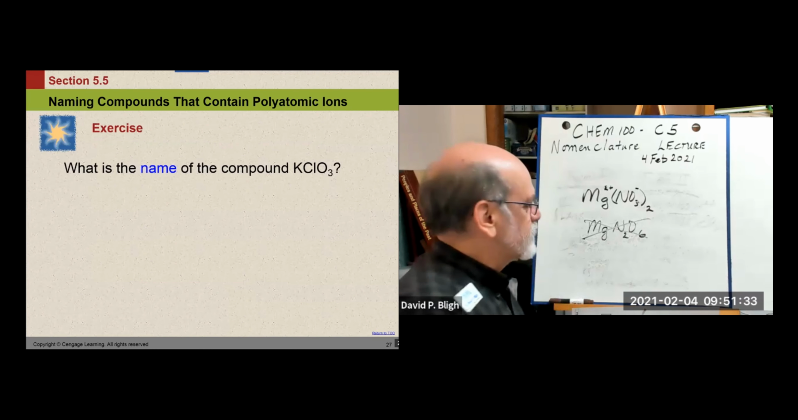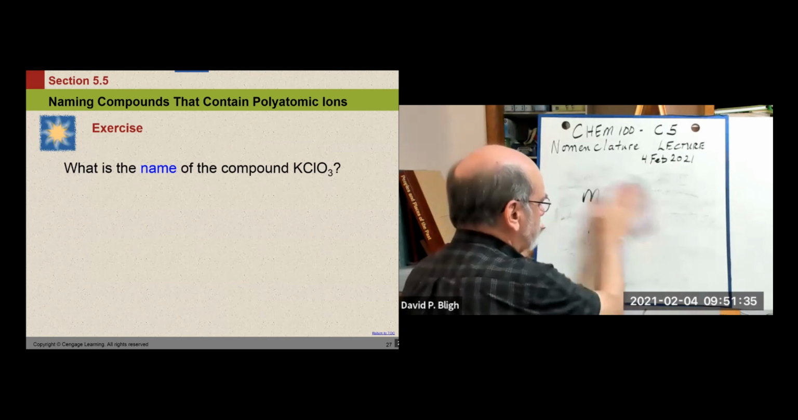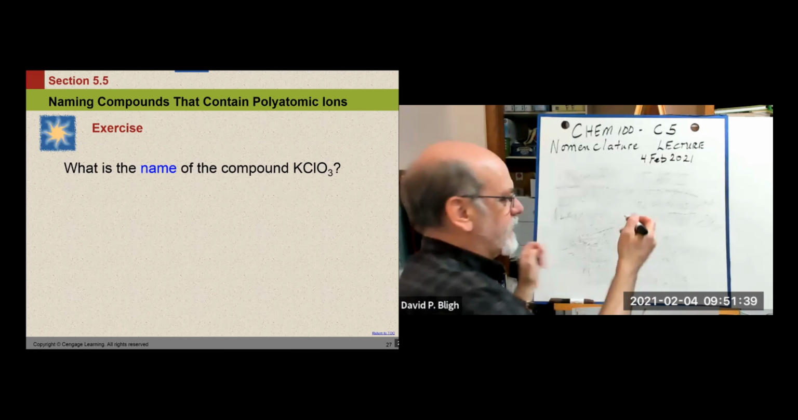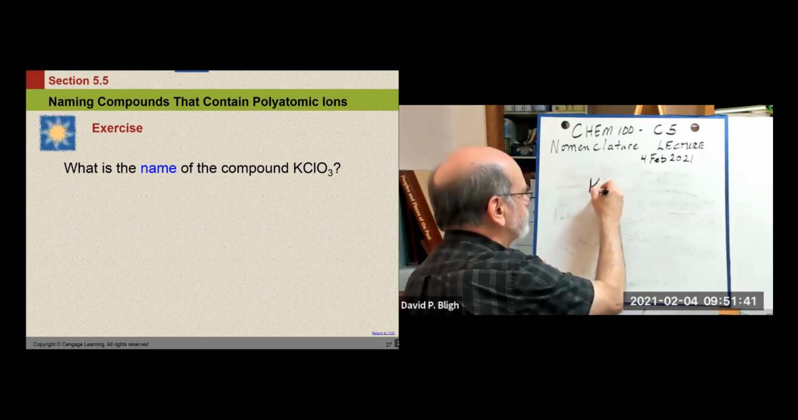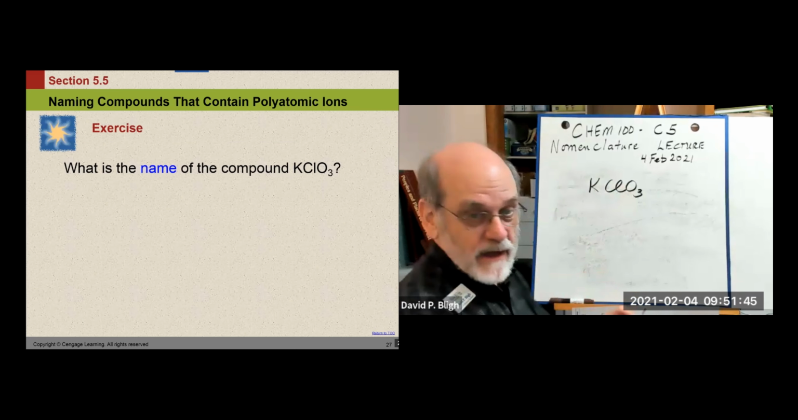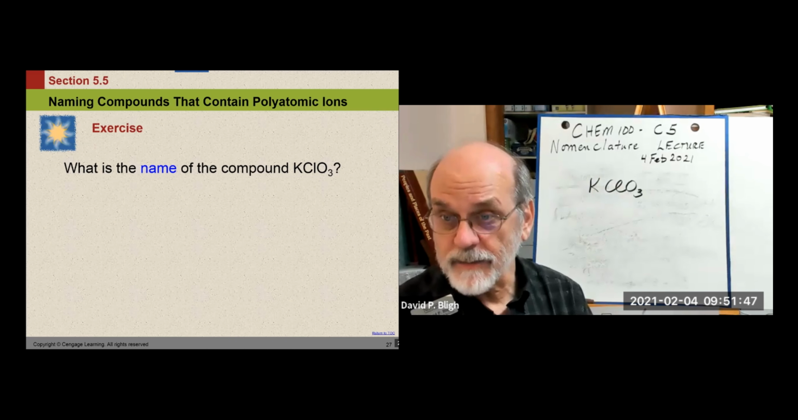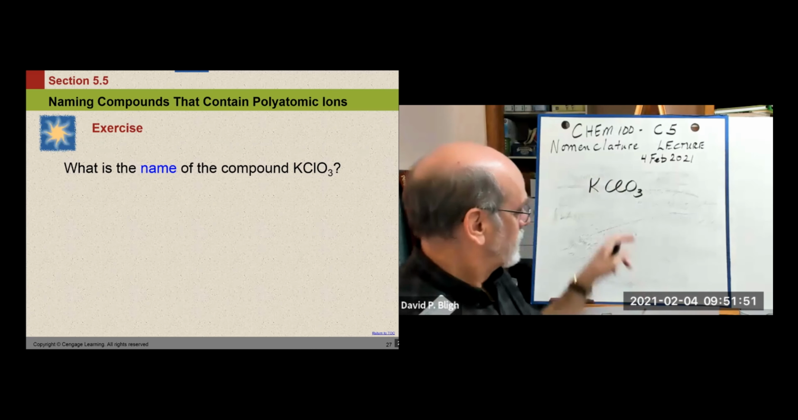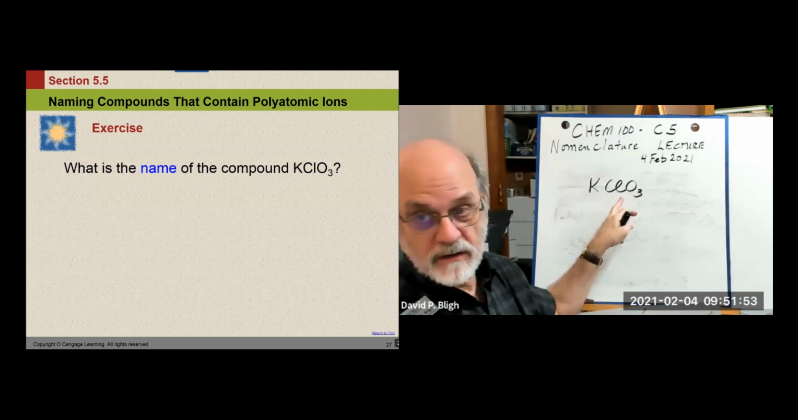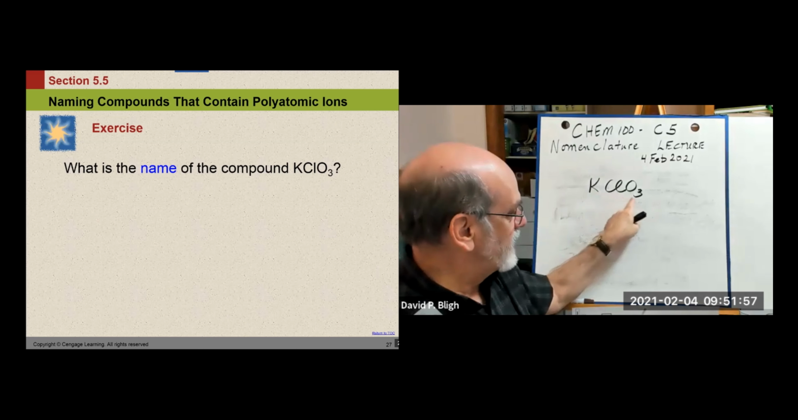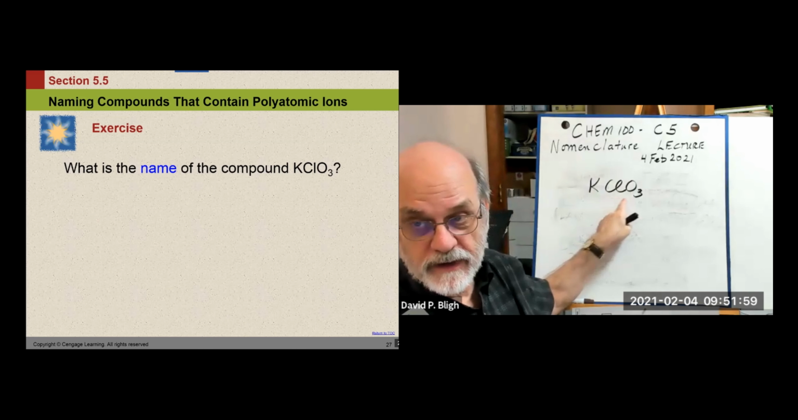How about the name of this one? KClO3. First question is, do we have a polyatomic there? As a matter of fact, we do. Right? We have 3 elements here. One of them is oxygen, so we should suspect this one is a polyatomic, ClO3.